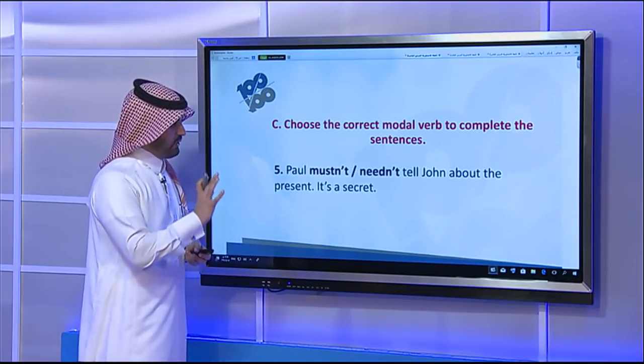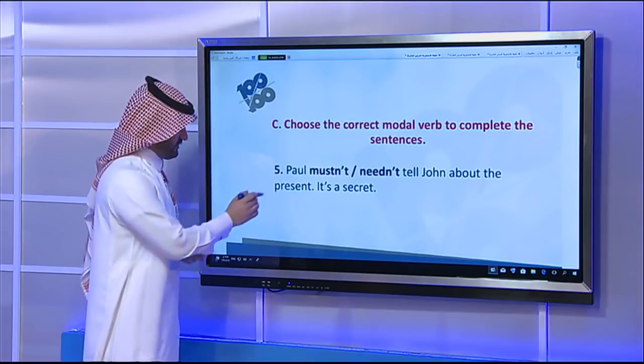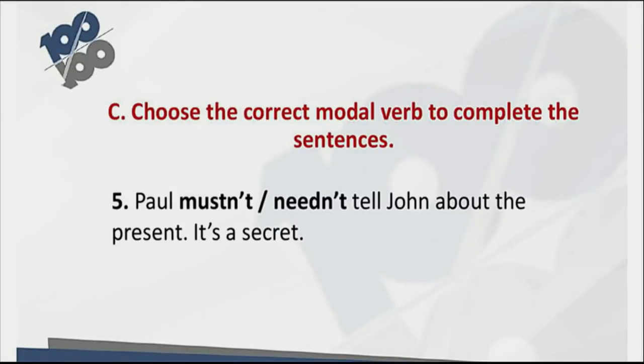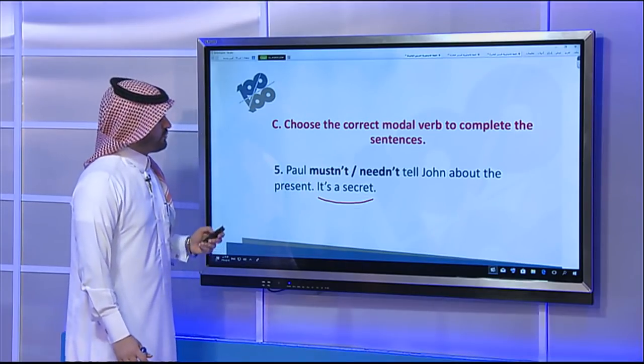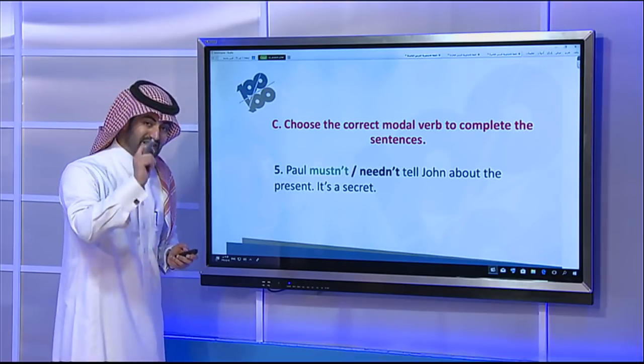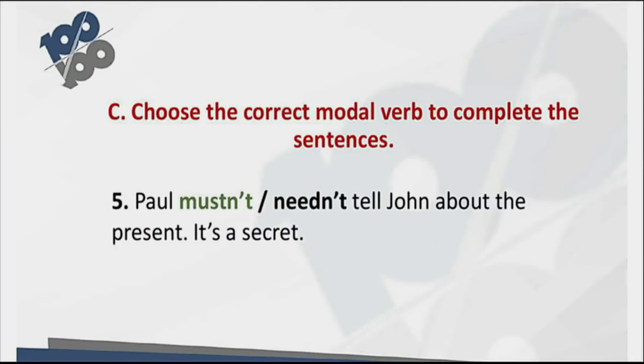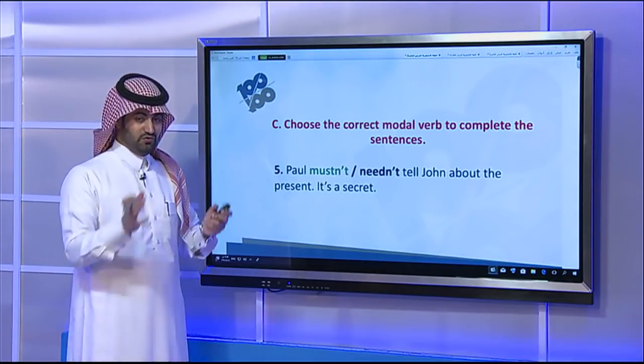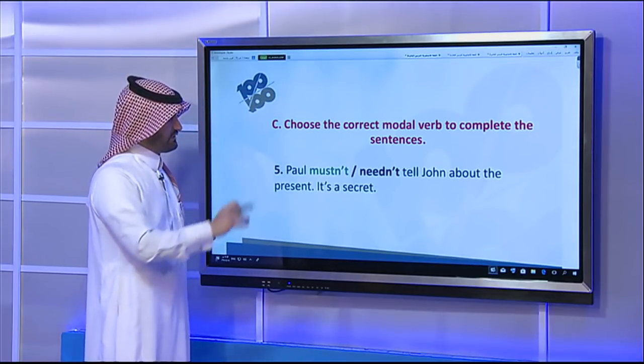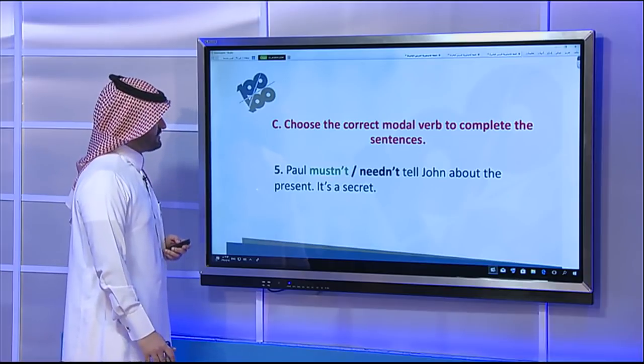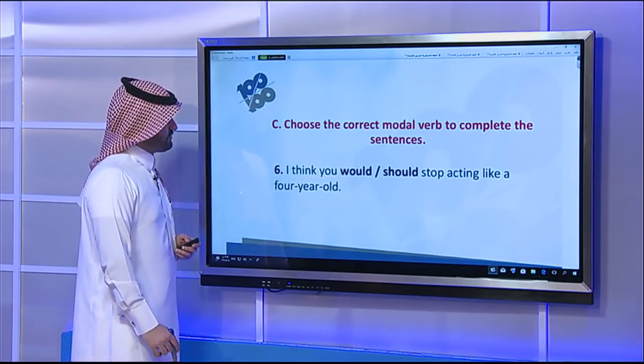But here, Paul tells John about the present. Okay, Paul is preparing a surprise, a present for John. It's a secret. Nobody should know. So which modal verb is correct here? We should use must not. Paul must not tell John about the present. He's not allowed to, because if he did so, it will not be a secret anymore. So to be a secret, you mustn't tell John about the present.